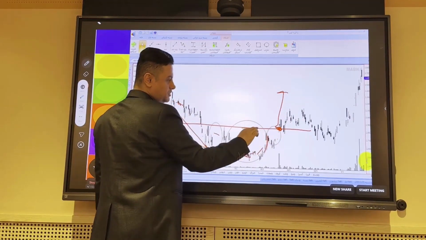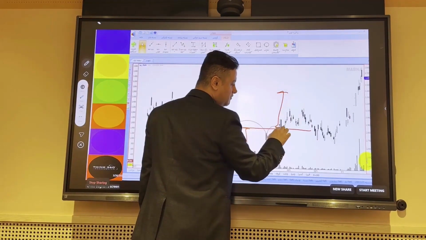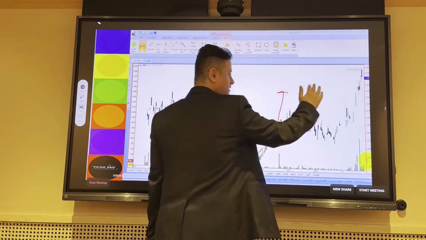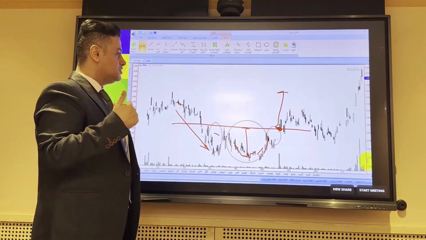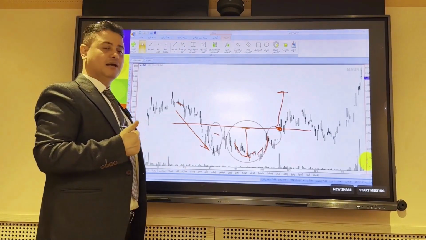Note this, guys. It's not always the case that immediately after the breakout point, the stock will start to grow significantly. Always remember, we also mentioned this in the history of technical analysis discussion.